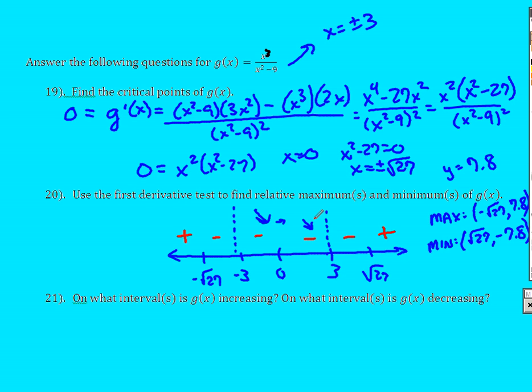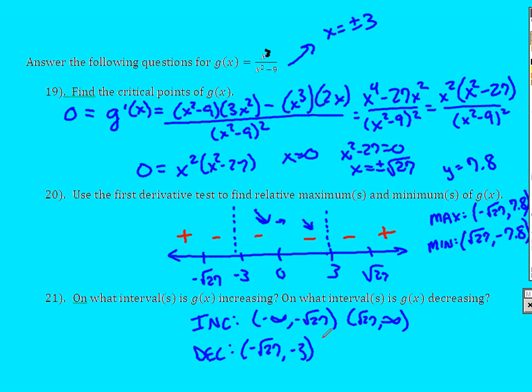Then the last step: when is it increasing, when is it decreasing? Start with increasing. Where is the derivative positive? Negative infinity to negative root 27, and also root 27 all the way up to infinity. All these other intervals in between are when it's decreasing. So negative root 27 to negative 3, also then from negative 3 to 0, from 0 to positive 3, and from 3 to root 27. Those are all the intervals that you can come up with in terms of being positive or negative.